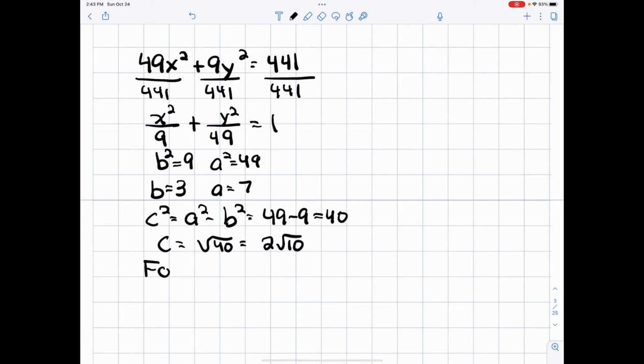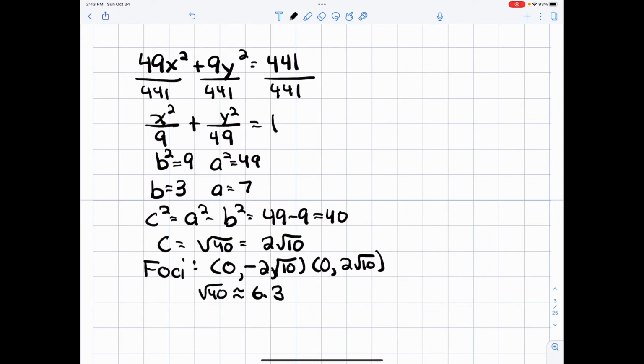So our foci this time will be along the y-axis. So at (0, -2√10) and at (0, positive 2√10). That's where the foci are. Let me do a real quick calculation of what the square root of 40 looks like. The square root of 40 is approximately 6.3. So that'll be interesting when I go to graph this thing.